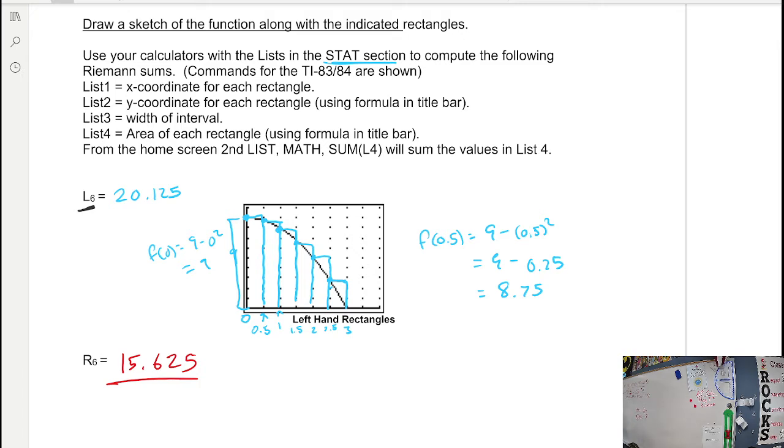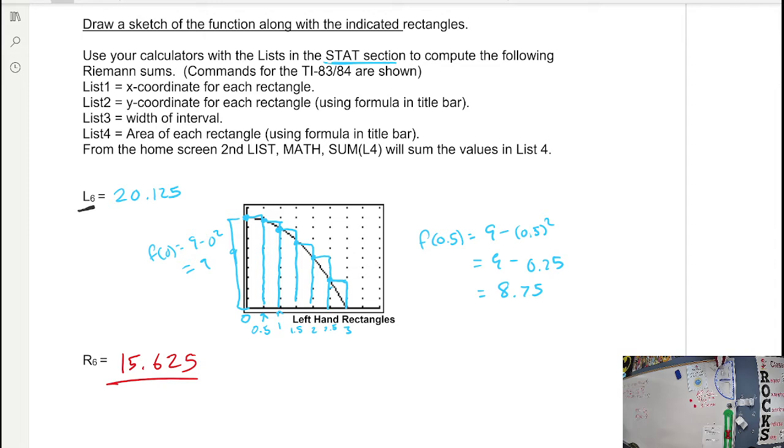L1 is where your x coordinate is for each rectangle. So if you're doing the left side, you're going to get the left side of the rectangles. The L2 is going to be the y values of each of those rectangles, which is basically the function, plugging in the function and telling it to use the numbers from L1. L3 is the width of the interval, and they should either all be the same or they'll all be some set value that you need to figure out. L4 is the area of the rectangle using the formula of L2 times L3. So those are all the steps.